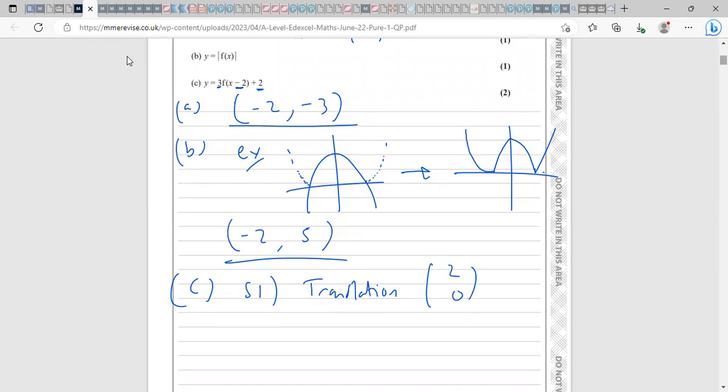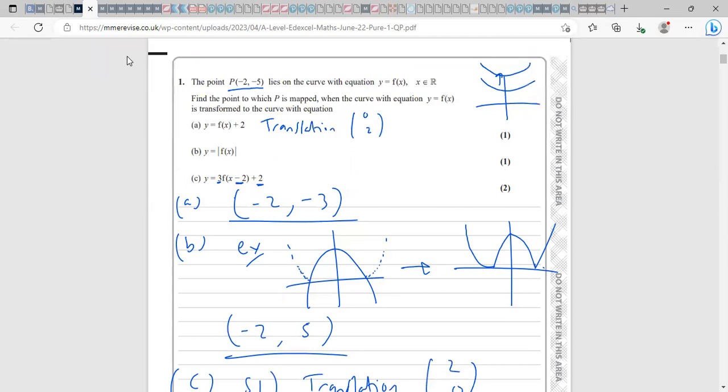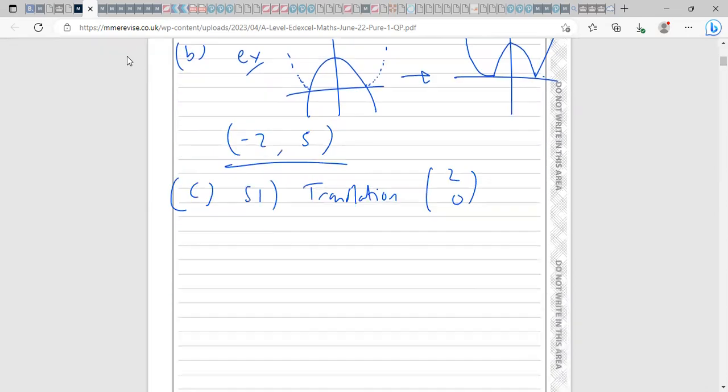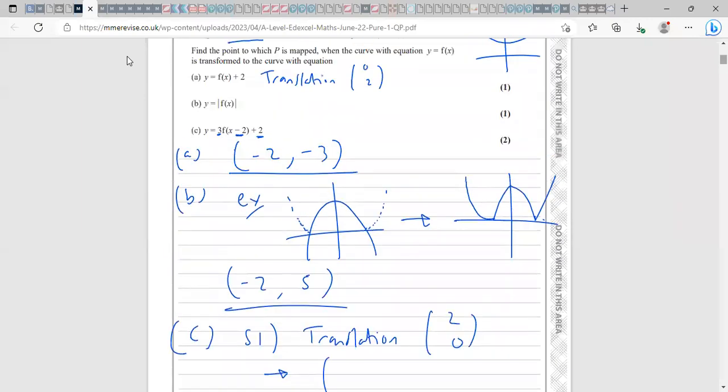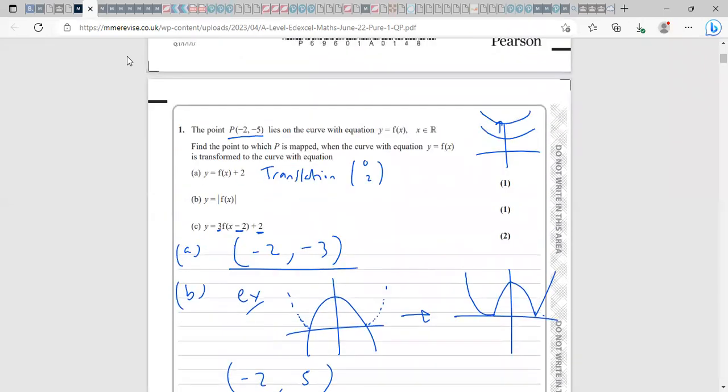The original coordinate was minus 2 and minus 5. So your coordinates after this first step, adding 2 to the x coordinate, are now 0 and minus 5. So that's the first step. Then step 2: we've shifted it to the right by 2, and now we're going to stretch it by a scale factor of 3.